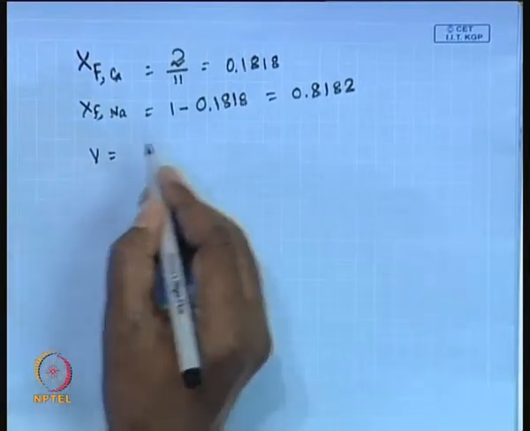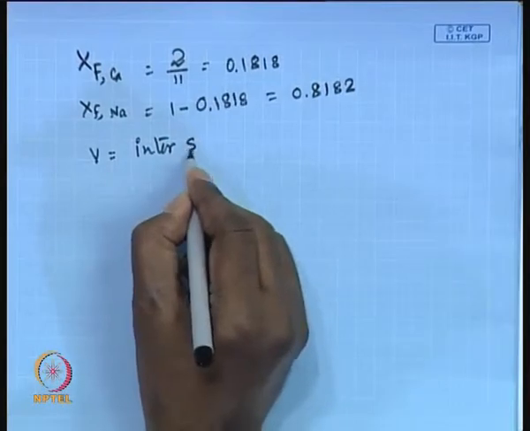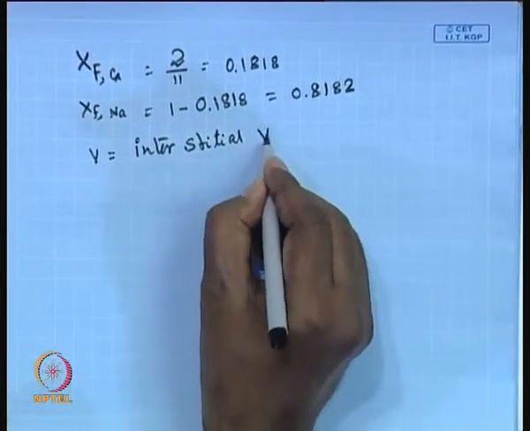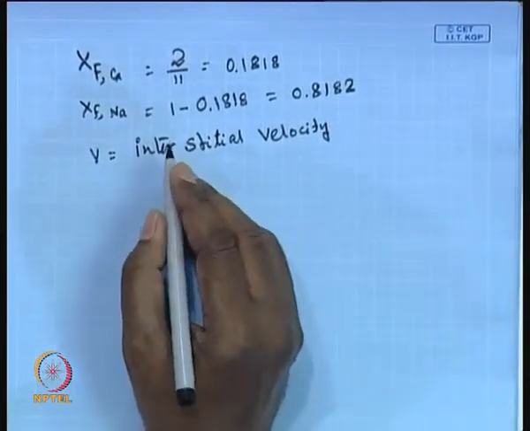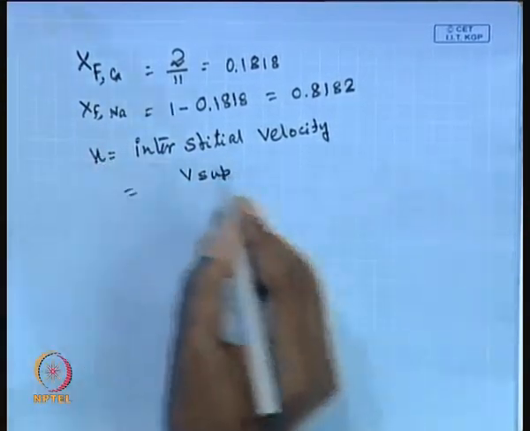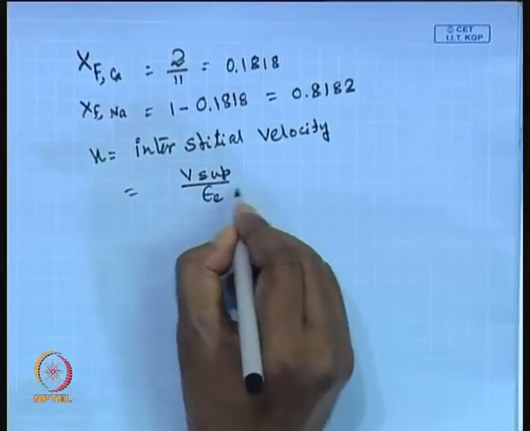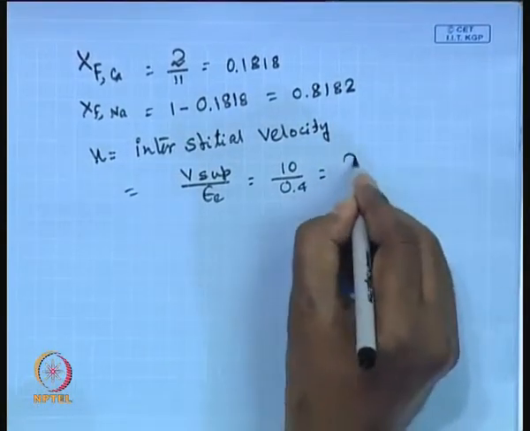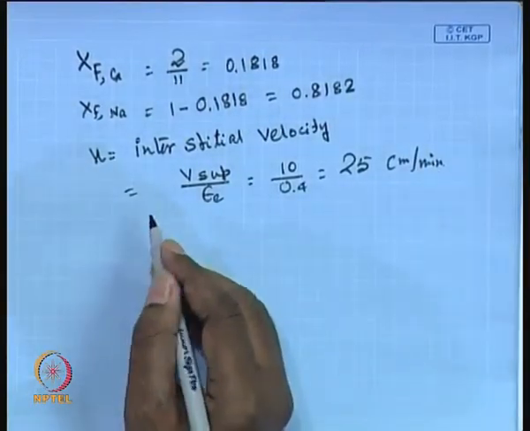Now, V is the interstitial velocity that is given as superficial velocity u, right. V is the superficial velocity divided by epsilon E, and this turns out to be 10 divided by 0.4 is equal to 25 centimeter per minute. Okay.